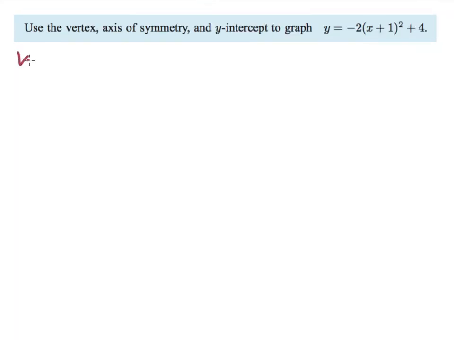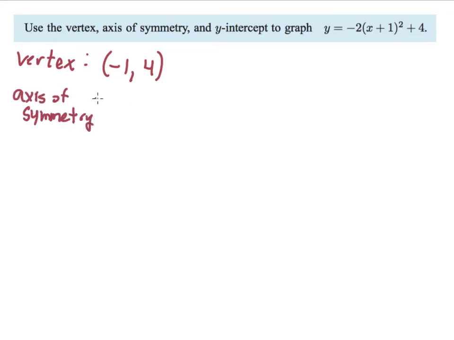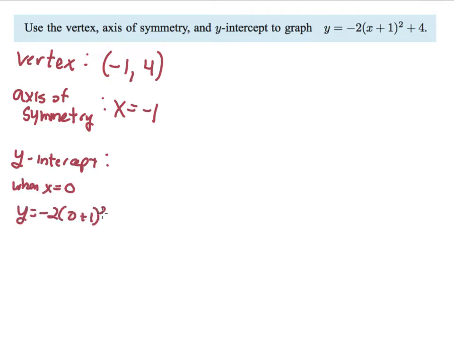Our next example, we're going to use the vertex, axis of symmetry, and y-intercept to sketch the graph. So let's find the vertex of this equation. I know it's (h, k), so it's (-1, 4). The axis of symmetry is just x equals negative 1, x equals h. The y-intercept occurs when x equals 0. So I'm going to go to my equation and replace x with 0.